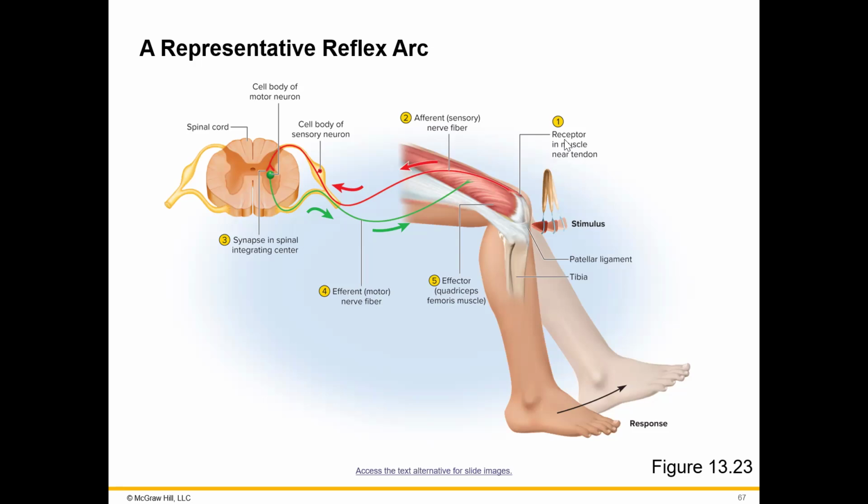So what do we begin with? Number one, a receptor in the muscle near the tendon. You strike that, and that's going to cause an afferent sensory nerve fiber to go into your spinal cord, carrying sensory afferent input, and then the spinal cord is going to synapse. There's a synapse between the sensory neuron and the motor efferent neuron, and that's going to go to the effector. The effector here is not your tendon. The effector here is your quadriceps femoris.